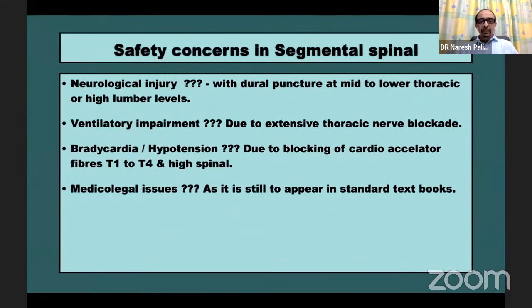There are some safety concerns whenever we talk about segmental spinal. The first and foremost is neurological injury with dural puncture at mid to lower thoracic or high lumbar levels. Second is ventilatory impairment due to extensive thoracic nerve blocks. Third is bradycardia and hypotension due to blocking of cardioaccelerator fibers and high spinal. And last but not least are medicolegal issues, as it is still to appear in the standard textbooks.